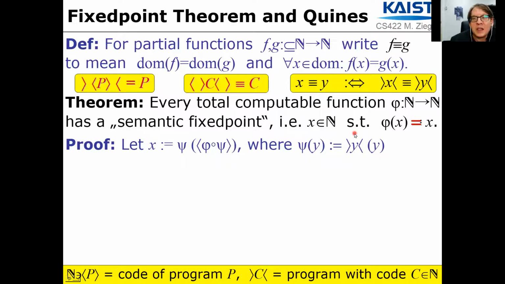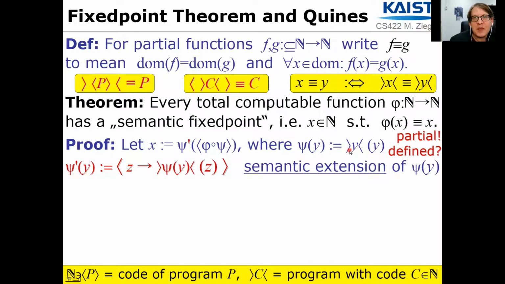Right. So this is not equal. These are just equivalent, but this is only partially defined, the function psi here, right? So that means this is not yet necessarily always an actual semantic fixed point. It could be undefined. How do we get around that? And this is where our previous deliberations on the semantic extension come in.